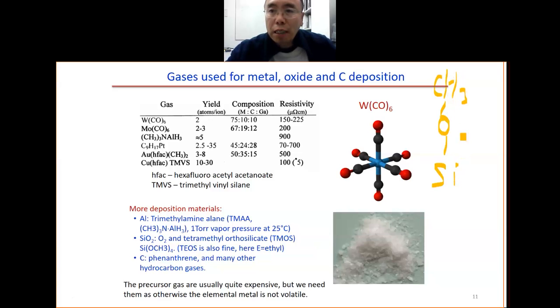So one end, then we have the same thing on the other three sides. So we have the silicon oxygen methyl group. Then we have silicon oxygen methyl, silicon oxygen methyl, the same thing. This is called the TMOS. We can also use the TEOS.